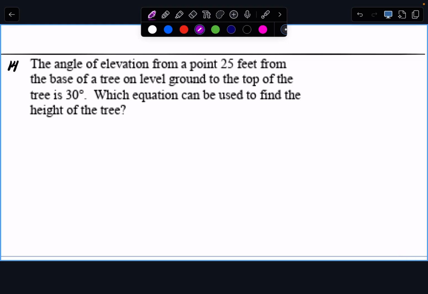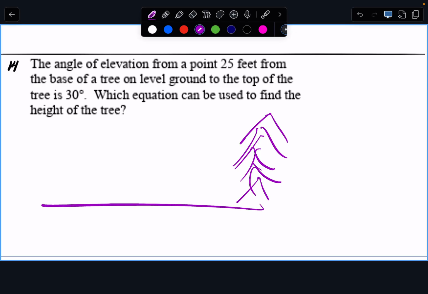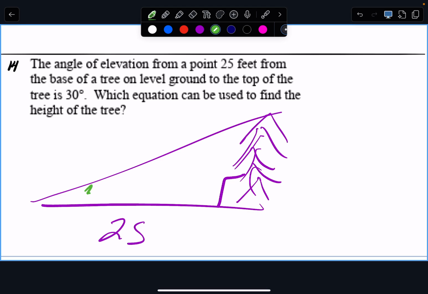The angle of elevation from a point 25 feet from the base of a tree. So draw a tree. This should be your thought process. I'm drawing a tree. Apparently, we're 25 feet from the base of the tree, and an angle of elevation. So I go like this and just draw a right triangle. Angle of elevation, where is it going? In the bottom left corner, everyone. Yes? Okay. Angle of elevation is 30 degrees. Find the height of the tree.